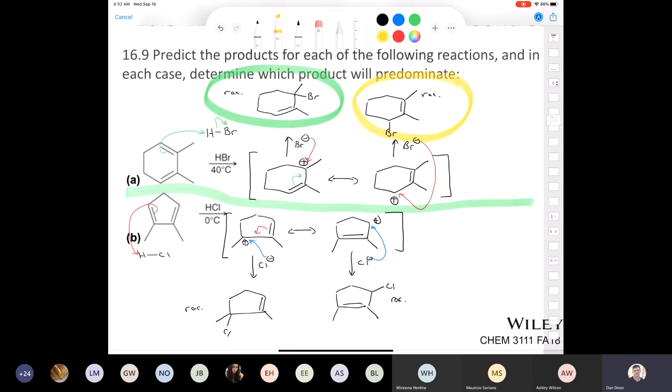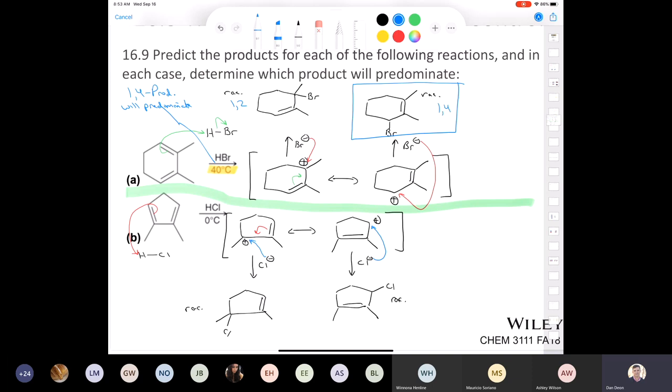Who could tell me which one of these would be the major product? Which one would be the major product? The one in green or the one in yellow? Yeah, the one in yellow will be the major product, right? Because it's the 1,4 product. And since I'm doing this reaction at 40 degrees Celsius, the 1,4 product will predominate, okay? And this is the 1,4 product, and this is the 1,2 product. And so the 1,4 product will predominate. This will be the major product. The other one will be the minor product.